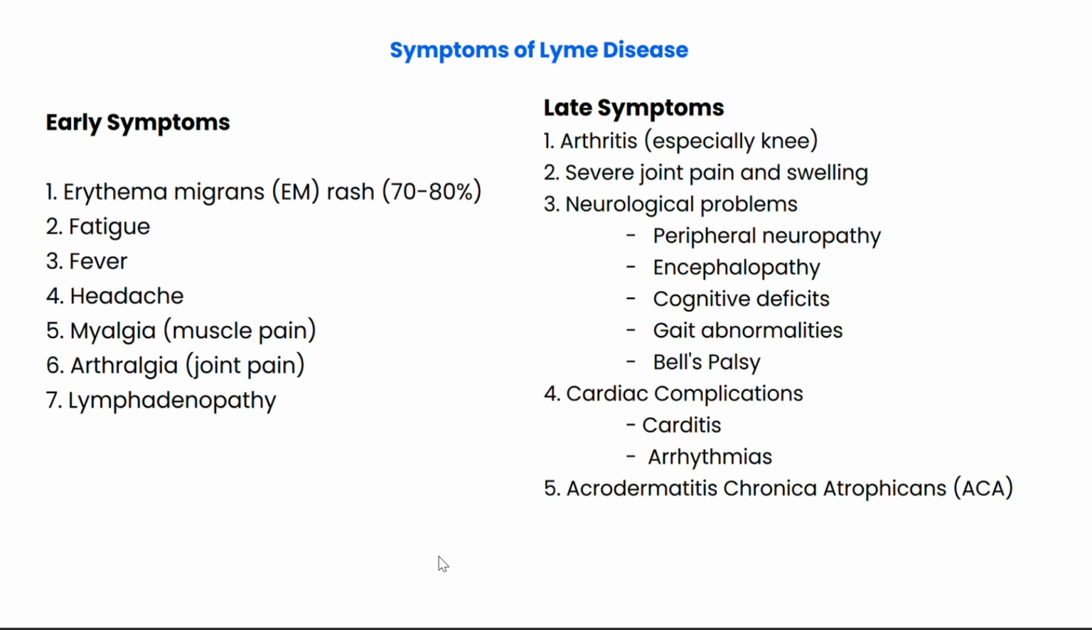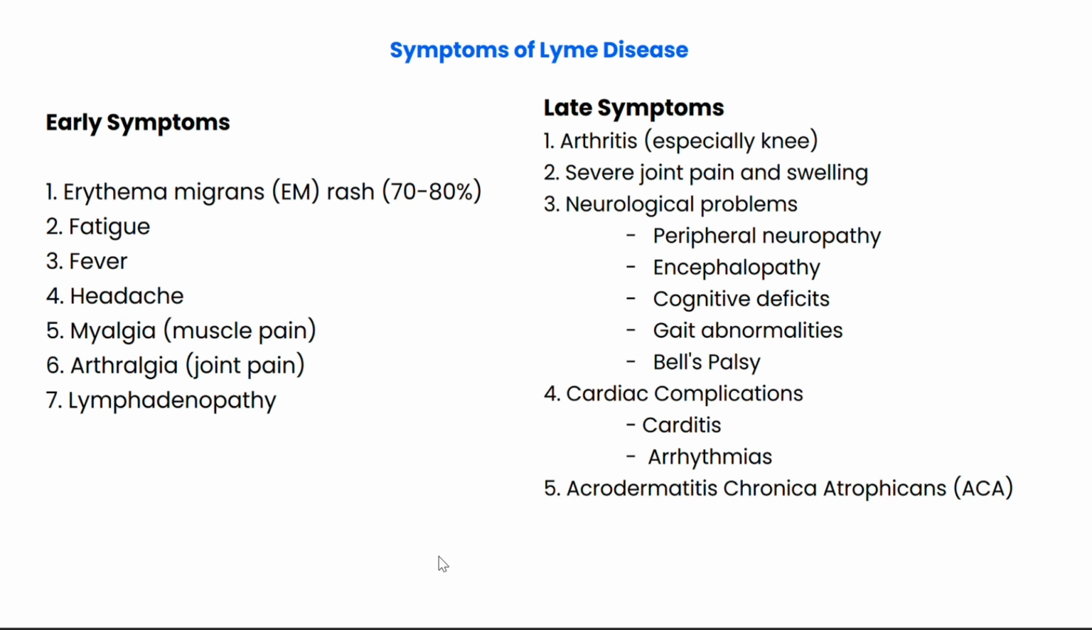If left untreated or if the diagnosis is delayed, Lyme disease can progress to late stage symptoms. This can include more persistent and severe joint pain and swelling, often manifesting as arthritis, particularly in the knees. Neurological problems can also arise, such as peripheral neuropathy, nerve damage causing numbness and weakness. Encephalopathy means brain dysfunction, and cognitive deficits affecting memory and concentration.